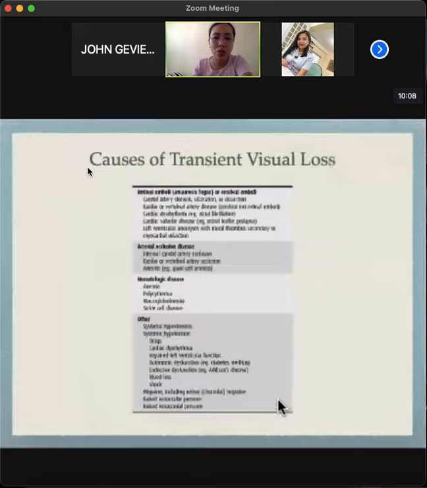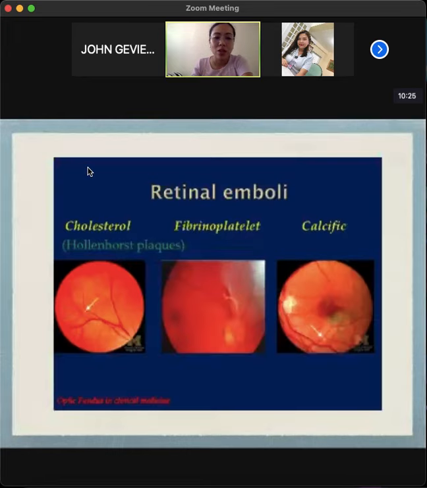So this table shows you the different causes of transient visual loss, and it includes the retinal emboli or cerebral emboli, arterial occlusive diseases, and hematologic diseases. So these are the types of your retinal emboli: your cholesterol emboli, also termed Hollenhorst plaques. It arises from atheromatous plaque in the carotid artery and lodges at the bifurcation of the vessels or retinal arterioles. And they are usually refractile and appear larger than the vessel.